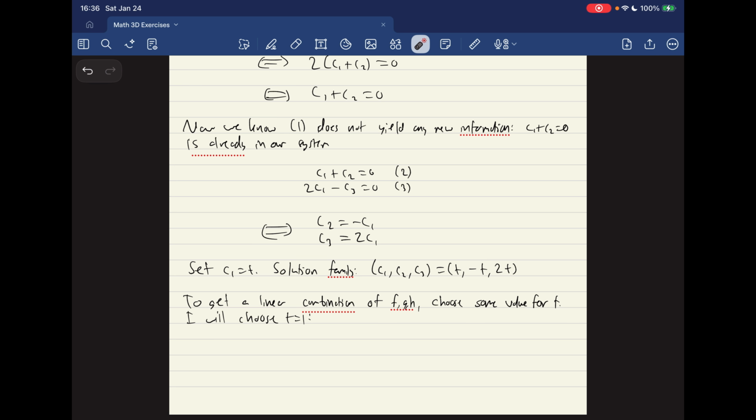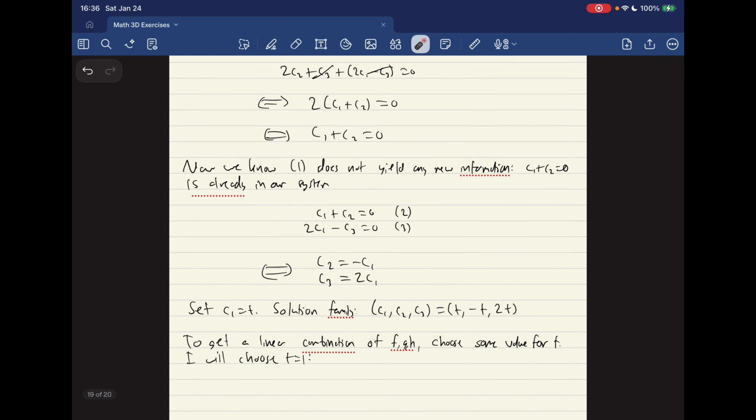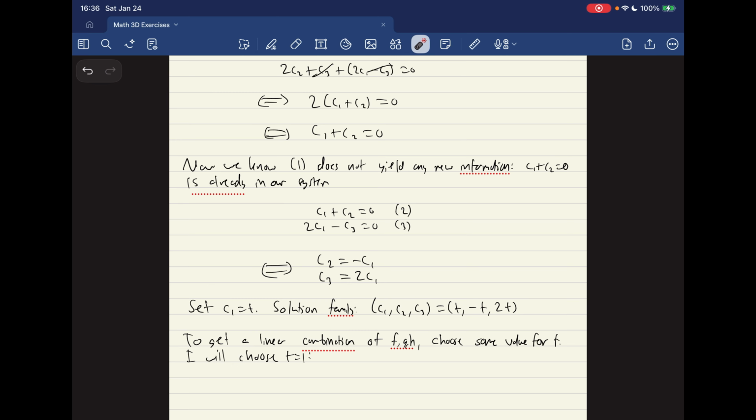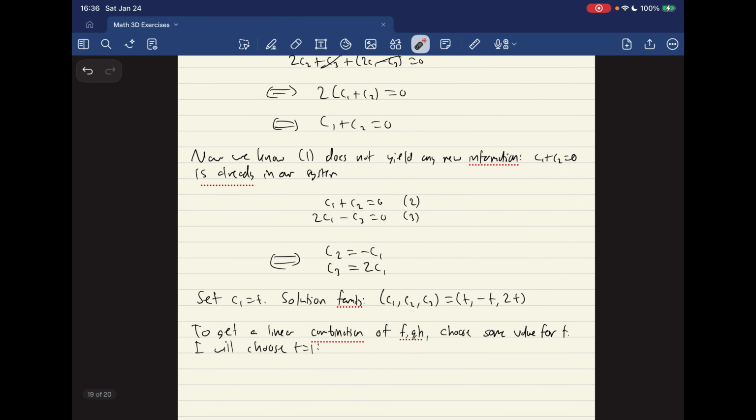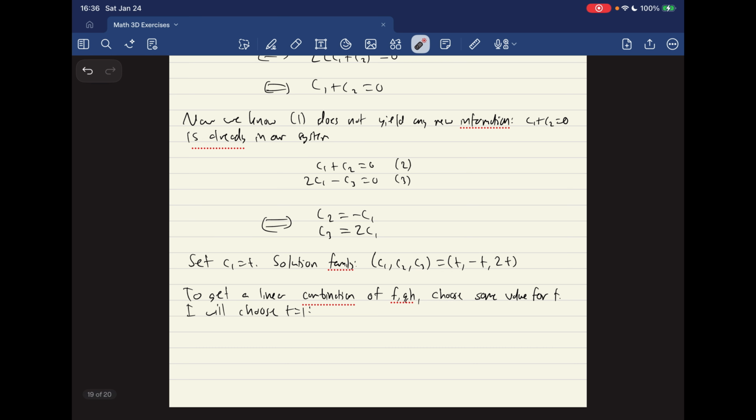Because our goal, now that we think this might be linearly dependent, if it were linearly independent, we would be able to solve for C1, C2, and C3 all at once and find that they all must be 0. But now here we know that, in fact, we have a degree of freedom for our solutions. And so this tells us that there's linear dependence now. And so to get a non-trivial linear combination, I'm going to choose something that makes it such that my 3 coefficients are not all 0.